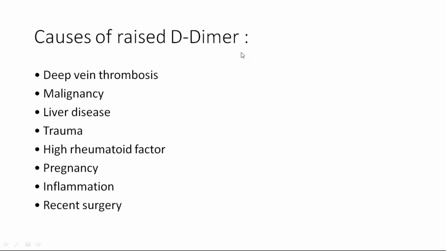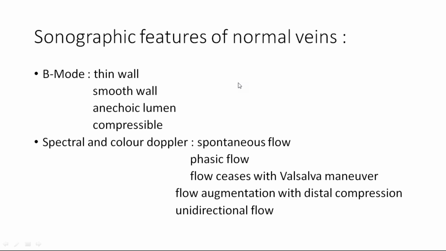Causes of D-dimer elevation along with deep vein thrombosis are malignancy, liver disease, trauma, high rheumatoid factor, and pregnancy. In inflammation and recent surgery, we can also see raised D-dimer.